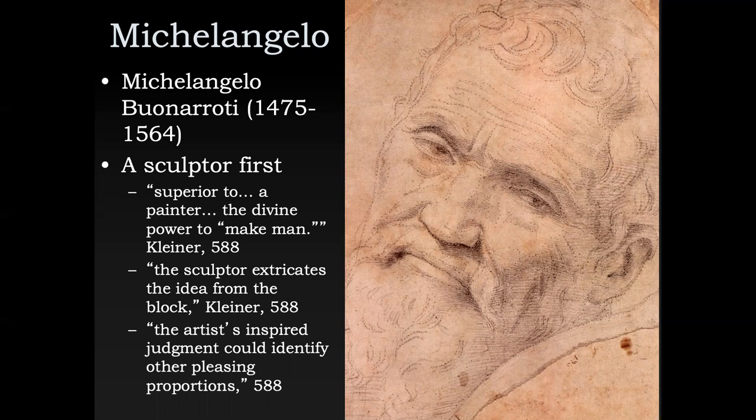And sometimes he fails, and that'll come up a little bit later on in this class, a few hundred years from now. The artist's inspired judgment could identify other pleasing proportions. So when you're working with stone, sometimes you have to let the stone define a little bit what's going on. But also the idea with this is that instead of necessarily going for those perfect, and I'm putting up the air quotes, perfect proportions that Leonardo did in the previous drawing we saw, instead you could modify the proportions to illustrate a story. And this is going to be very influential on other artists for the next few hundred years. So in some ways, Michelangelo is the most influential of the artists we're going to study during the High Renaissance.